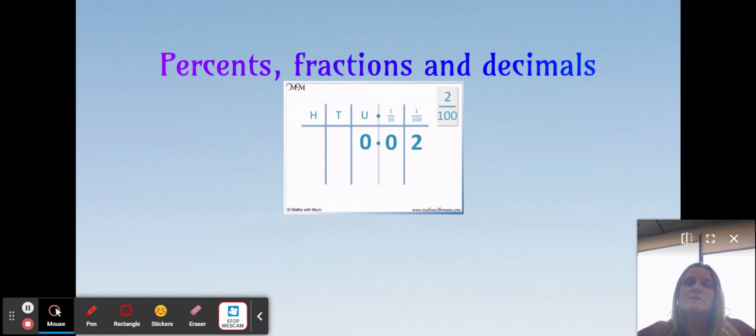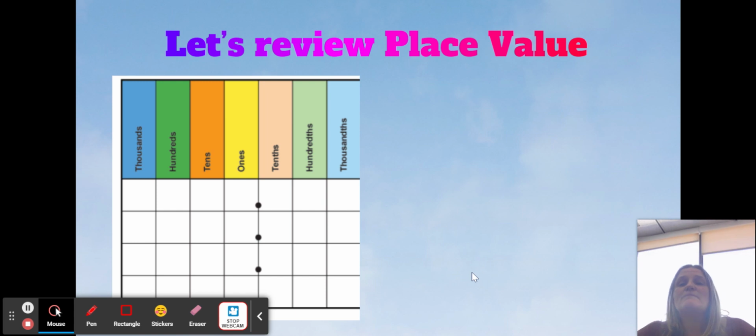Hi, everybody. So today we're going to take this step a step further, and we're going to talk about percents, fractions, and now we're going to add in decimals. Okay. So the first thing that we're going to talk about is place value.